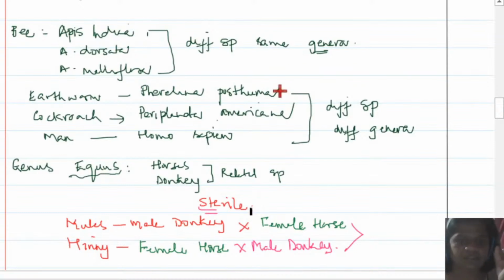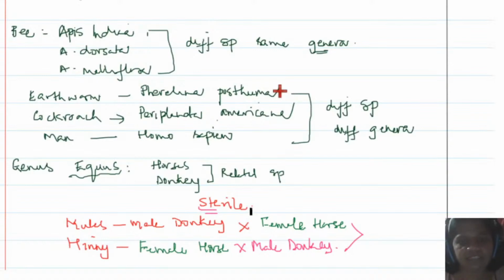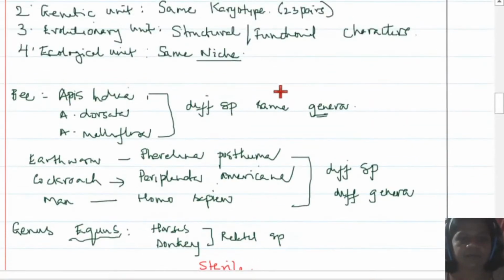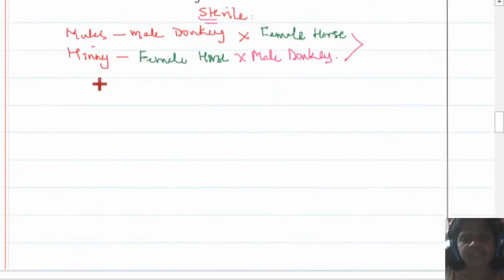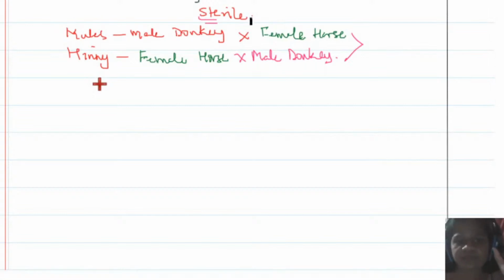Understood? That is the basic unit of classification. Remember the four: it is a breeding unit, a genetic unit, an evolutionary unit, and an ecological unit. I'm not going to go over it again, but you can go back and look at it. So with that, we complete the concept of species.